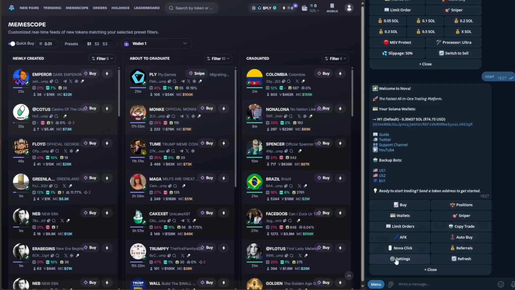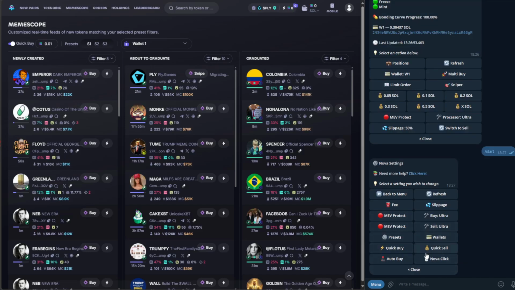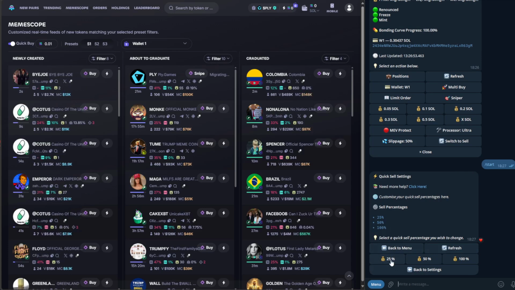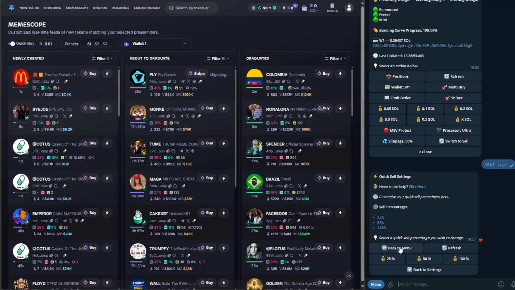And now for the sell amounts, we also have something different. For quick sell, this is your default sell percentage. As you can see, I might set 25%, 50%, 100%. Of course, you can set those to whatever you want as well. It's up to you.